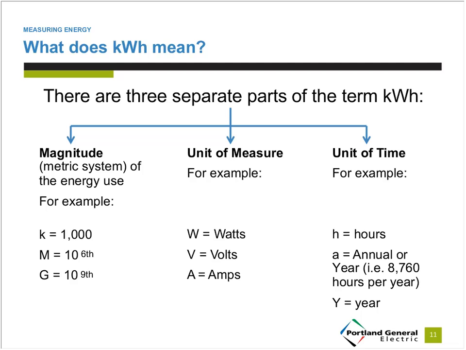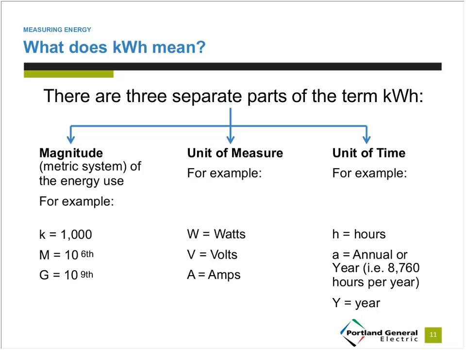The first part is the magnitude. We go back to the metric system we learned in high school. K is 1,000, M is 1,000,000, G is 10 to the 9th, 9 zeros. So it tells us how many of the units are we going to use in the formula. The middle part is the unit of measure. W, in this case, kWh, stands for watts, but it could be kV for kilovolts, and it could be kVA for kiloamps. The last part is the unit of time.